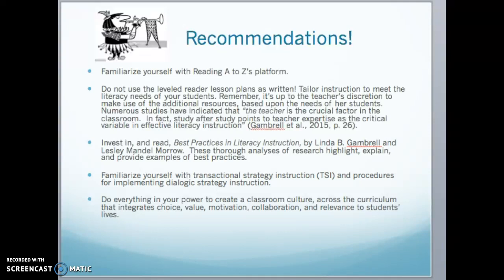Last, but certainly not least, do everything in your power to create a classroom culture across the curriculum that integrates choice, value, motivation, collaboration, and relevance to students' lives.